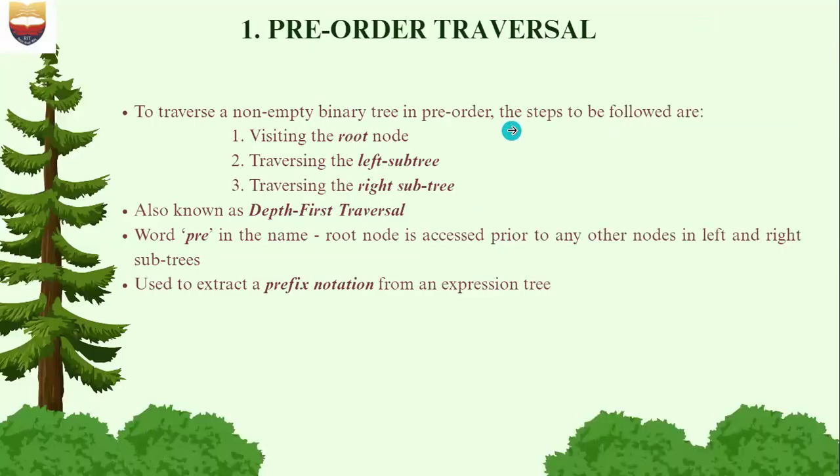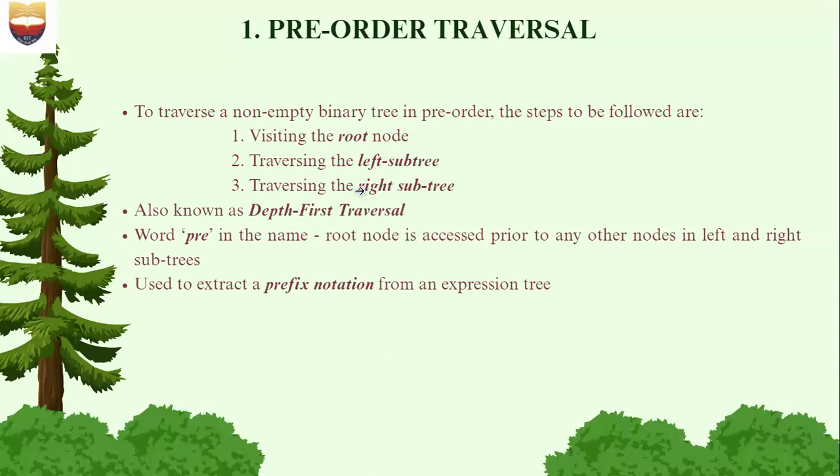The first type is pre-order traversal. To traverse a non-empty binary tree in pre-order, there are 3 steps to be followed. The first one, visiting the root node, the second one, traversing the left subtree, and the third one, traversing the right subtree. Here, the term non-empty binary tree means the given binary tree is not an empty tree. That is, it consists of a number of nodes in it. And in order to traverse a non-empty binary tree in pre-order, we have to follow these three steps.